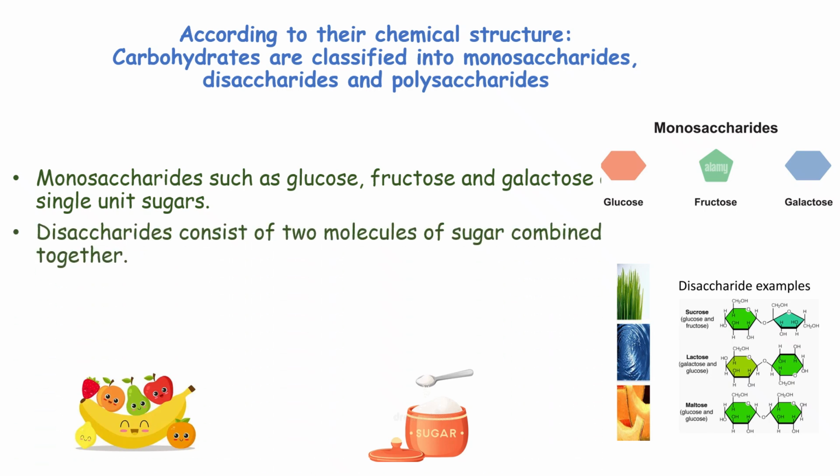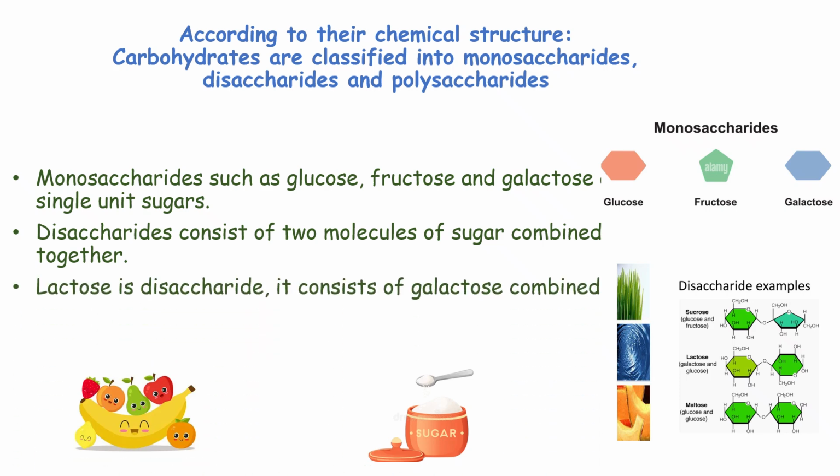Now, what about disaccharides? Disaccharides consist of 2 molecules of sugar combined together. So if any 2 of these combine together, they form new molecules called disaccharides. Let's see some examples of disaccharides. The first one is lactose. Lactose is the sugar we find in milk and it gives it some sweetness.